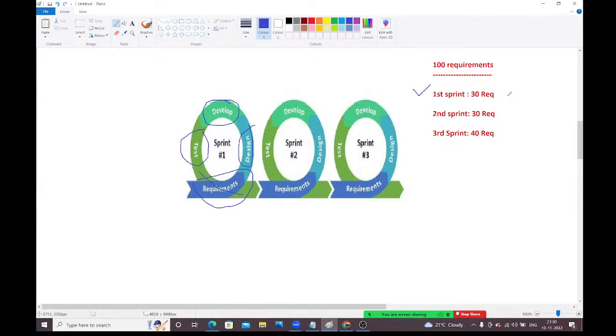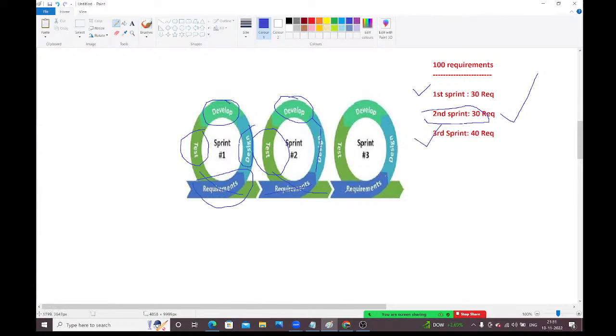If the client is satisfied with the first sprint, then we need to start the second sprint. Again, in the second sprint, first we need to gather the second sprint requirements. Next, again, we need to design for the second sprint, develop the second sprint requirements, and test them. Then we deliver the second sprint to the client and take the feedback again. Is the client satisfied or not? The client may suggest changes, and we need to work on those things. If the client is satisfied, then we can start the third sprint.